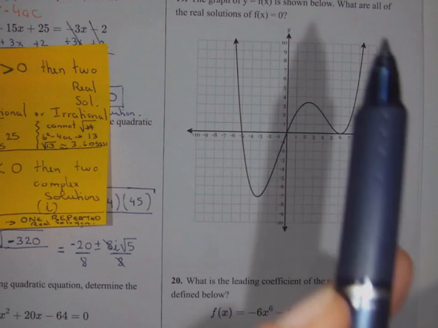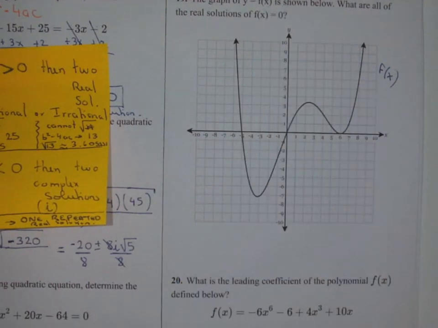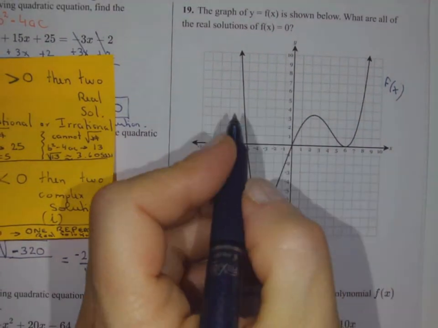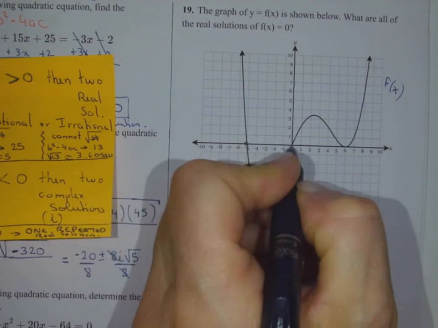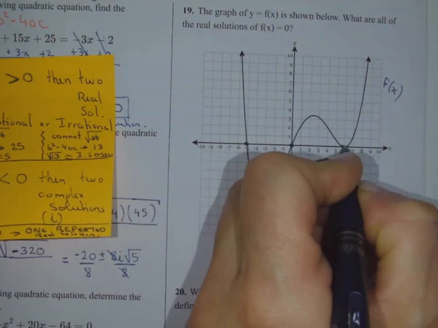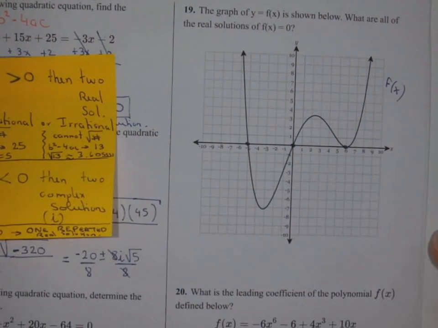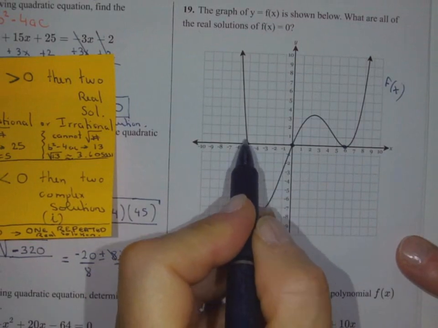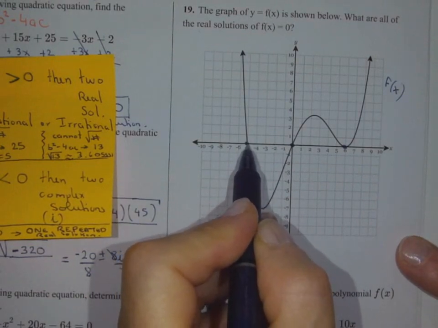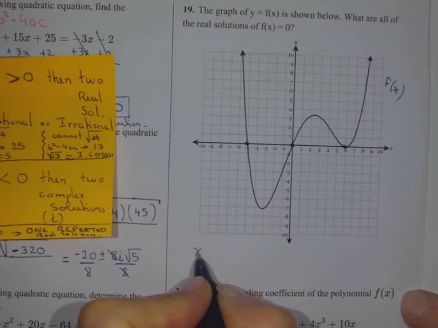But the real solutions of any function are going to be where the function equals 0, meaning the x-intercepts. X-intercepts, right? Okay. So here I have negative 5, right? So x equals negative 5.